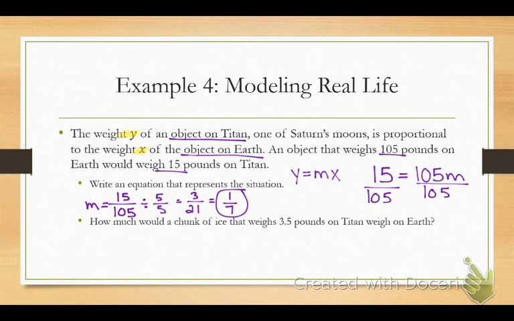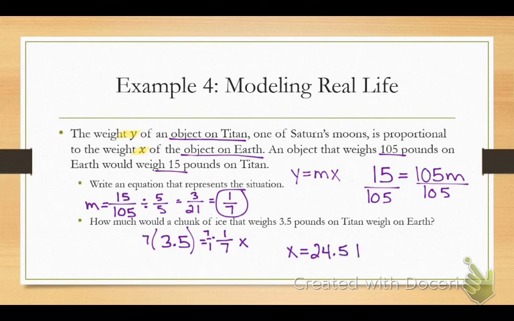I said, okay, I know Titan. Remember, Titan was my Y value. I know it's 1/7 of the weight on Earth, but I don't know Earth. How can I solve for X? I can multiply both sides by 7 over 1. Multiply both sides by 7. You see, I use my formula as my basis. X equals 24.5.